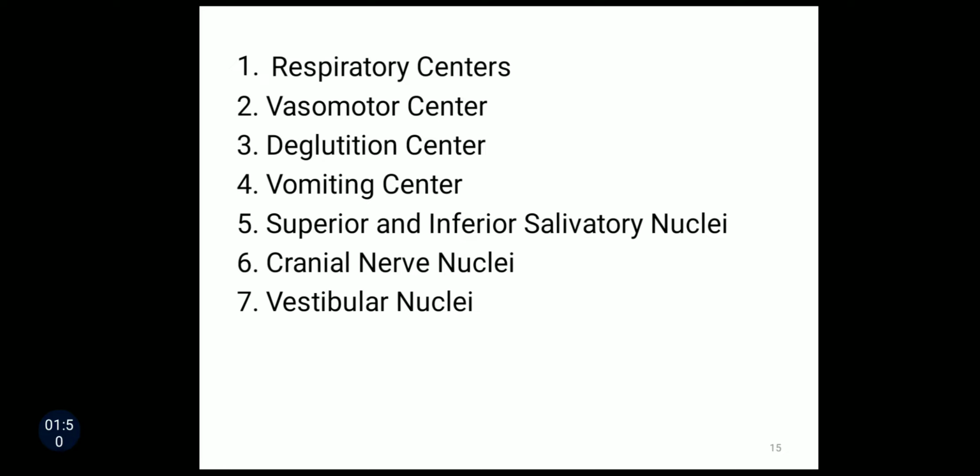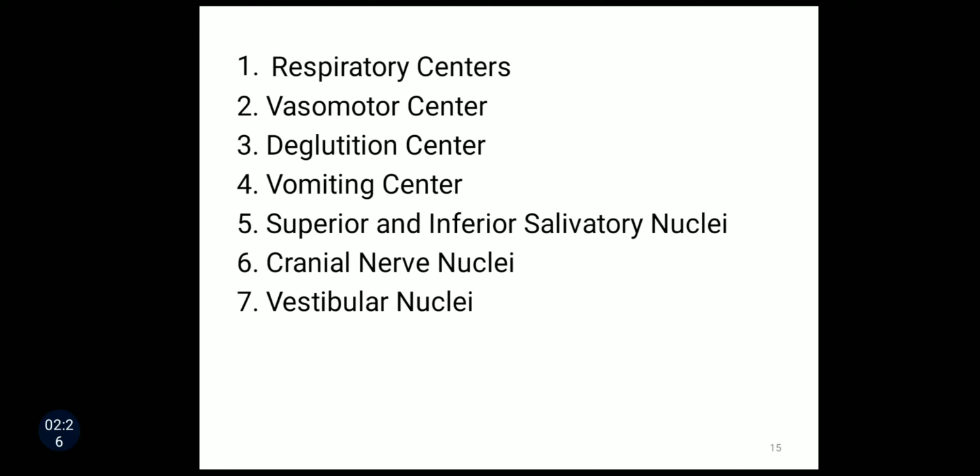The main functions of the medulla oblongata: first, it has many important respiratory centers. As we have studied earlier, it has the ventral and dorsal respiratory groups of neurons, which control the normal rhythm of respiration. Second, it has the vasomotor center. This vasomotor center helps in regulating blood pressure as well as heart rate.